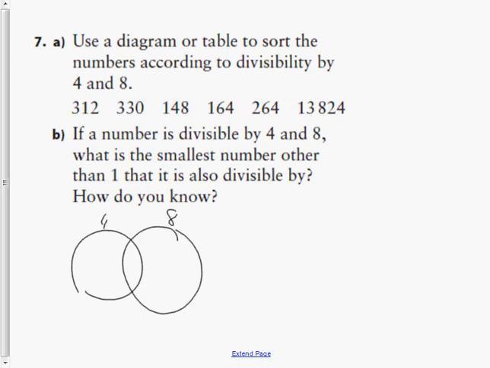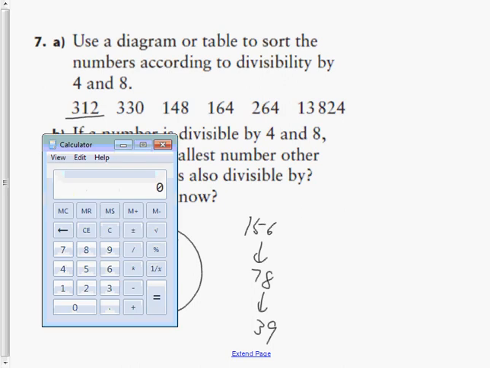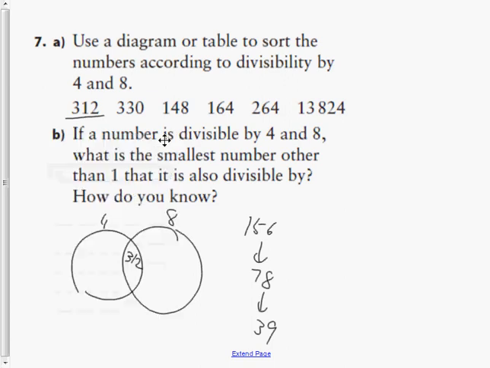And for 8, it has to be divisible by 2, the whole number, divisible by 2 three times in a row. So 312, half that is 156. That's dividing it by 2 the first time. 78 is the second time. And one last time would be 39. So therefore, it's divisible by both. And I'd put 312 right in the middle. I'll double check my answer just by taking 312 and dividing it by 8. I should get 39. And 312 divided by 4, I should get 78. So therefore, it's both.